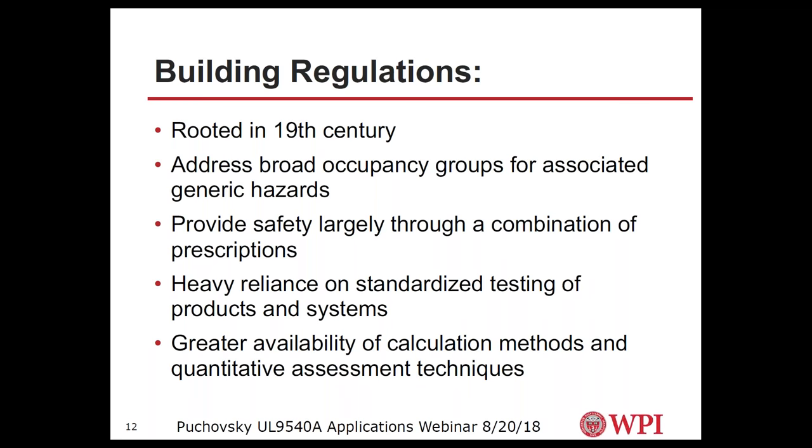Our regulations in general are prescribed solutions, and they address broad occupancy groups for generic hazards associated with that occupancy. For example, what would we expect to be in an office building? We consider that in a broad way, and we look at the generic type of hazards that we would expect to be in an office building or in a hospital or in a hotel. That's how the code deals with that. And if we break out of those norms a bit, then we're forced to do potentially some other means of protection. Again, it's largely through a combination of prescriptions that the designer or the design team needs to put together to meet the criteria associated with that.